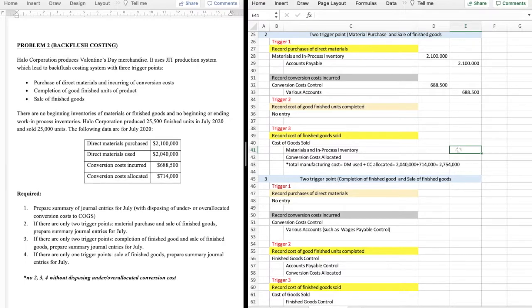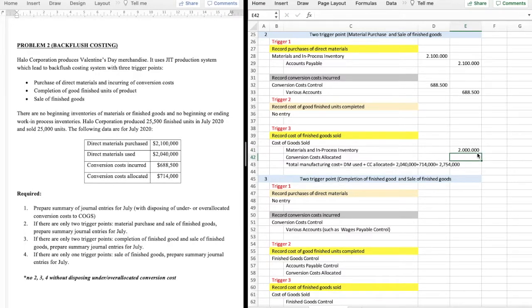And for this one, for the materials and in-process inventory, we are going to calculate the units that is sold, that is 25,000, divided by the units produced, that is 25,500, and multiply it with the direct materials used, that is 2040. So we are not using the direct materials purchased because not all of this are converted into finished goods. That is why we're only using the direct materials used.